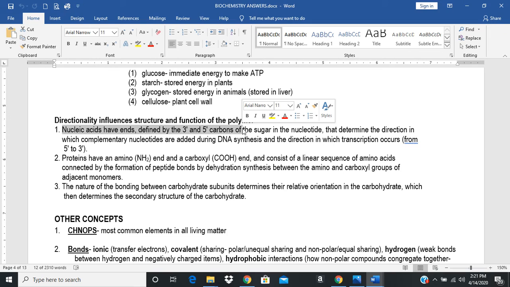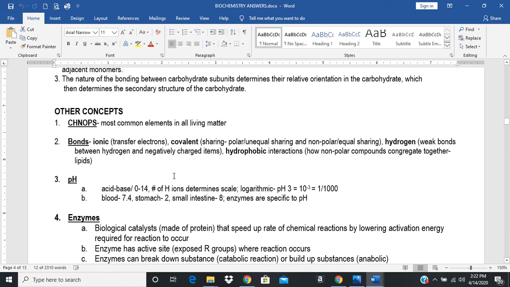Okay, we know proteins have an amino end and a carboxyl end, and that linear sequence of amino acids connected by those peptide bonds allows us to have that direction to it. And then, of course, we look at carbohydrates, and they have an orientation as well, especially when we look at L forms and D forms, right-handed and left-handed forms. Just some other basic things.